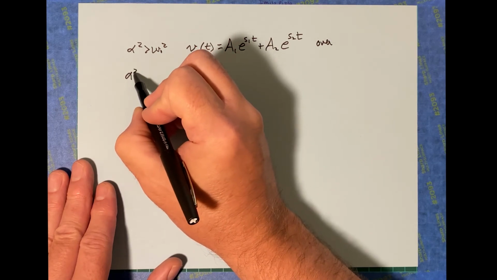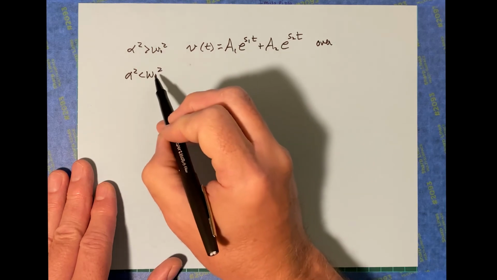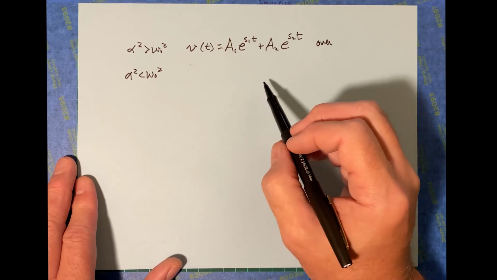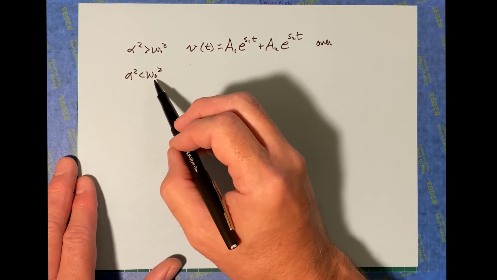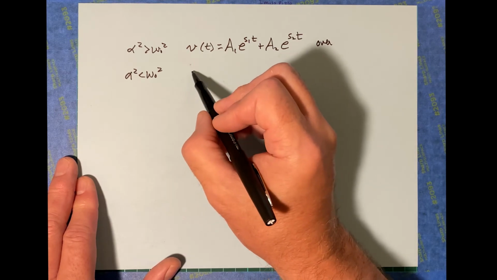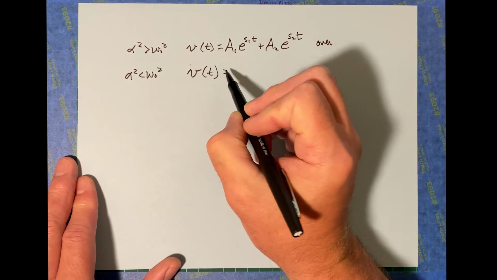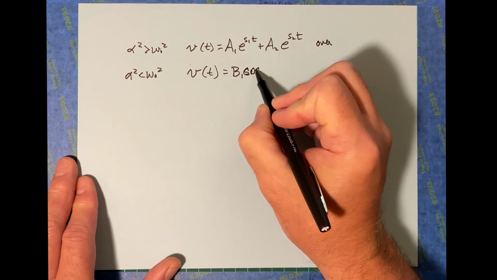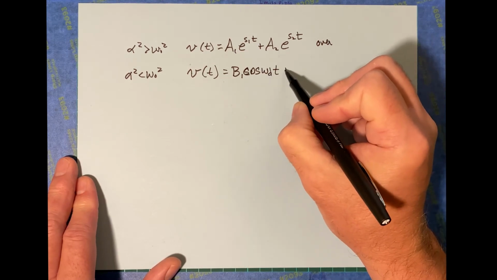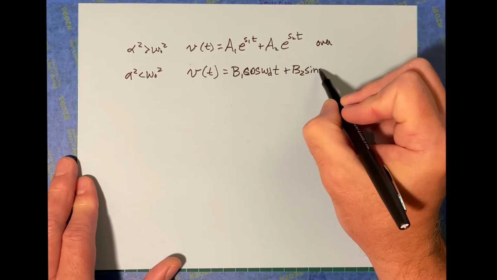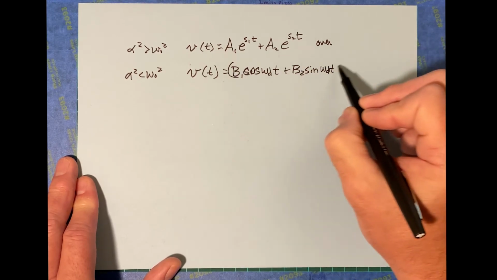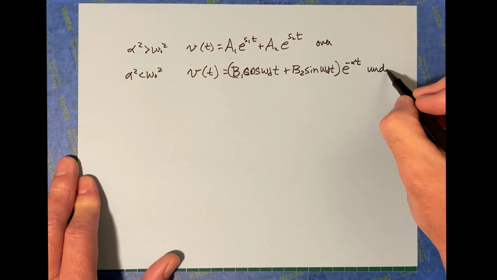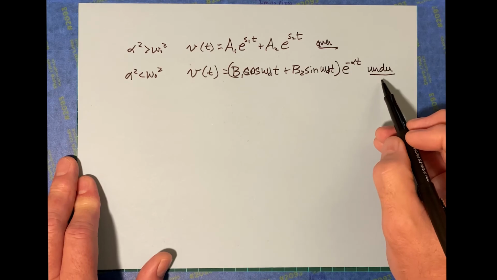If we've got alpha squared less than omega naught squared, then what's underneath the radical for S1 and S2 is going to be negative. And in that case, it's going to be a complex number underneath there. So what does that reduce to? V of t is going to look like B1 times cosine omega sub d t plus B2 sine omega sub d t, all of that multiplied by e to the minus alpha t. And that is for the underdamped case, okay?